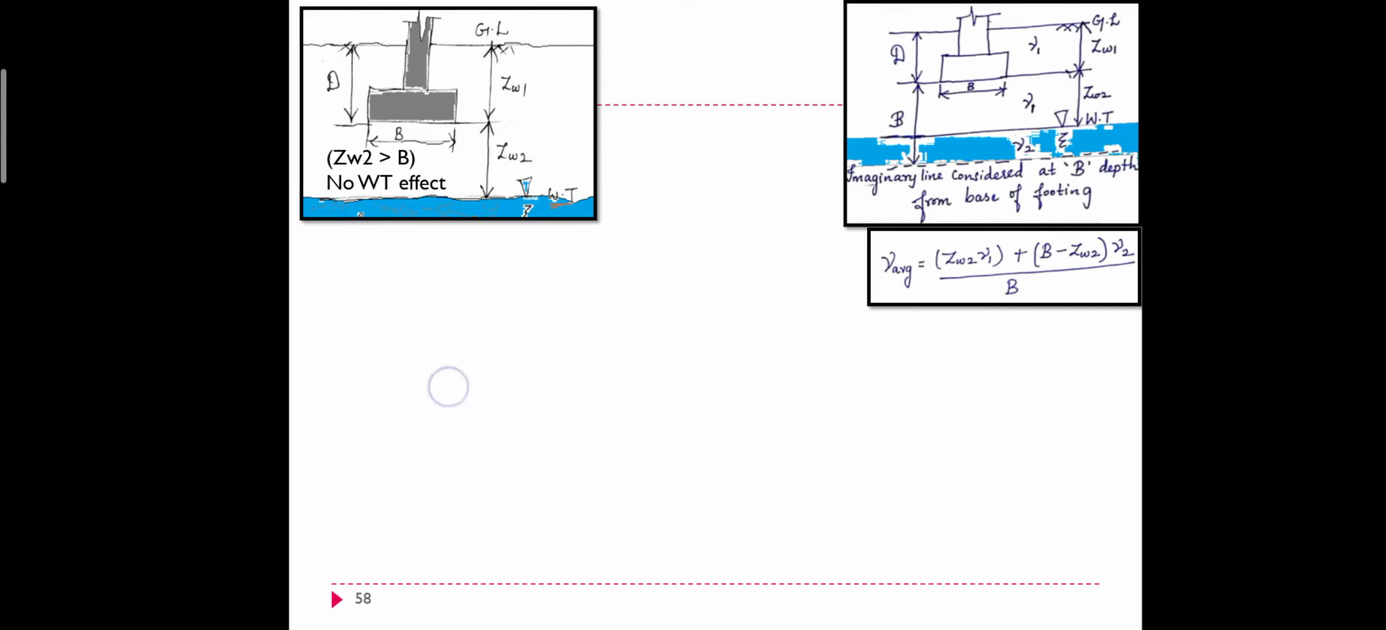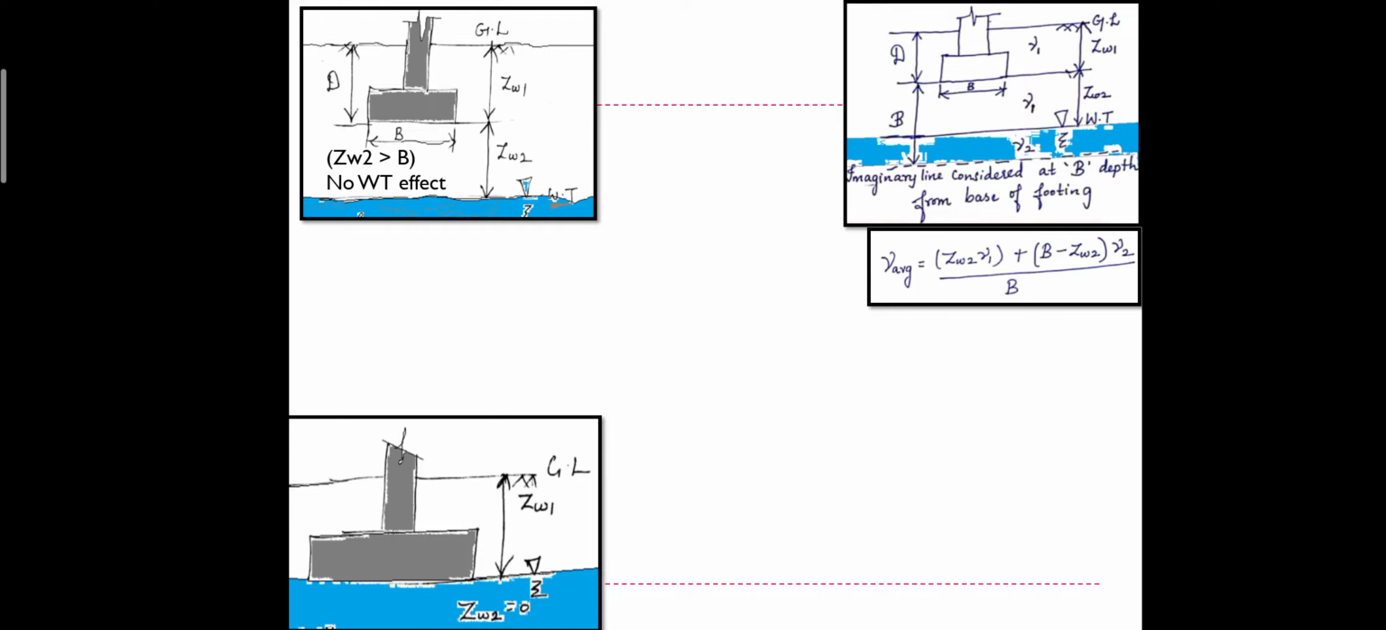Now we will move to the third case. Third case என்ன? First case-ல் water table is very below, so no effect of water table. அப்புறம் என்னாச்சு? கொஞ்சம் மேலே rise ஆச்சு, that is second case. Second case வரப்போ we have to find gamma average. Now water table கொஞ்சம் மேலே rise ஆயிடுச்சு, it has come to the base of the foundation. Foundation-ஓட base வரைக்கும் வந்துருச்சு. What should you do?